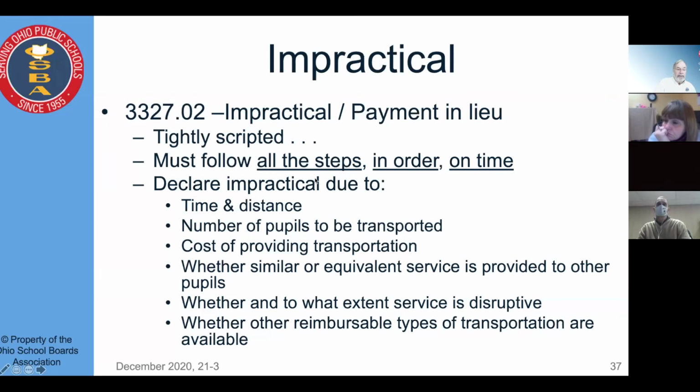I want to say this one more time before I move on. You have to follow all the steps in order and on time, and you need to do your homework on these 6 reasons. There's help out there if you're going through that. I would encourage you to ask for help and get help. We can help you. Legal counsel can help you. You don't want to struggle through this on your own. It's easier to do it right and be successful than to have to do it again.